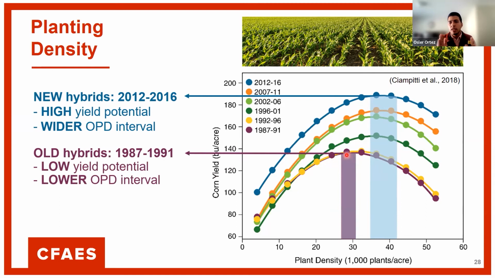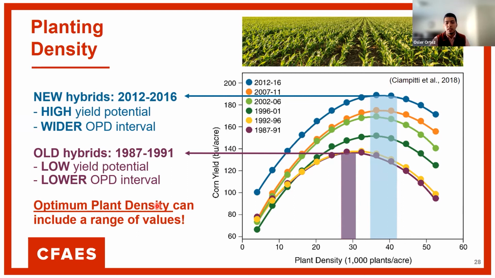And the main takeaway here is that optimum plant density can include a range of values. It's not only a silver bullet response, it can be actually several instances where we can achieve our best results.